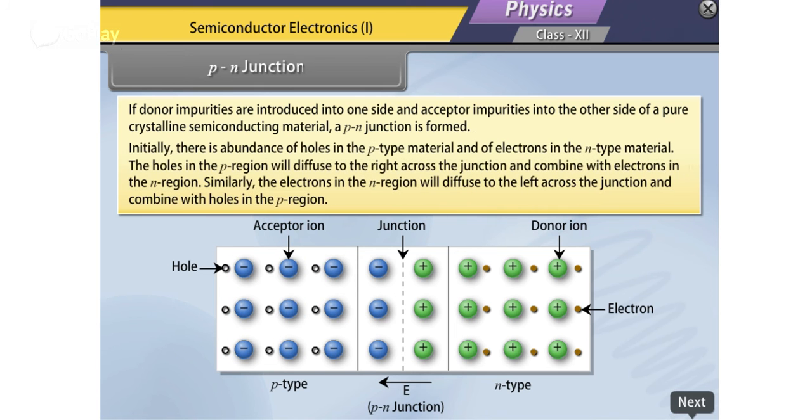Initially, there is abundance of holes in the p-type material and of electrons in the n-type material. The holes in the p region will diffuse to the right across the junction and combine with electrons in the n region. Similarly, the electrons in the n region will diffuse to the left across the junction and combine with the holes in the p region.